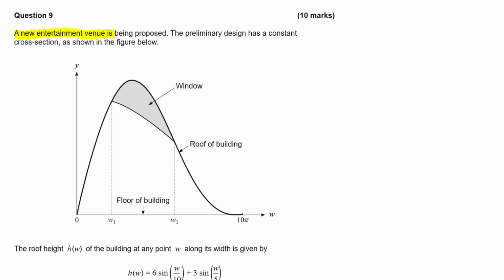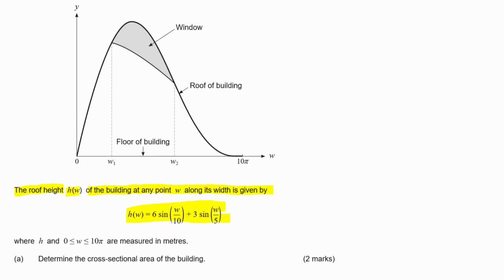A new entertainment venue is being proposed. The preliminary design has a constant cross-section as shown in the figure below. The roof height, HW, of the building at any point W along its width is given by this expression just here. H and W are measured in meters.